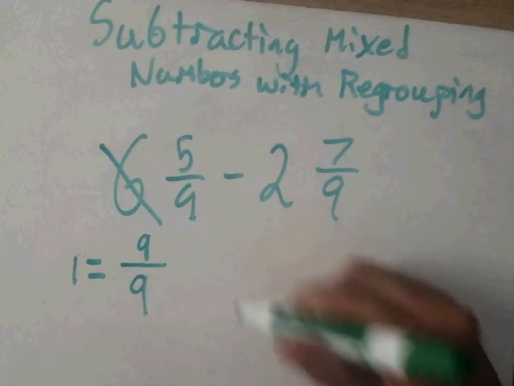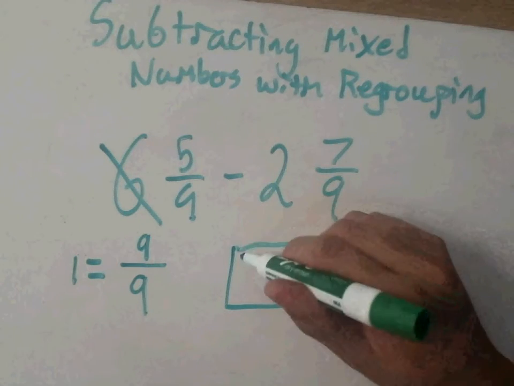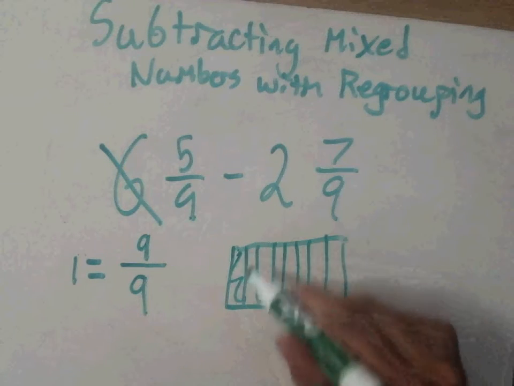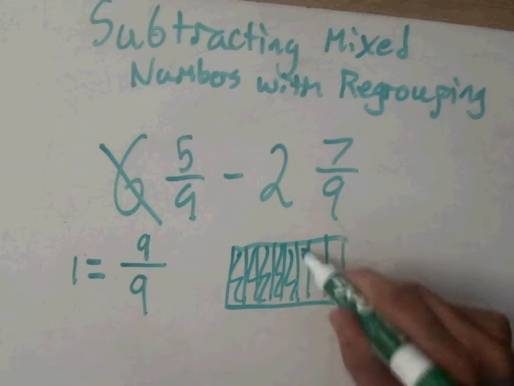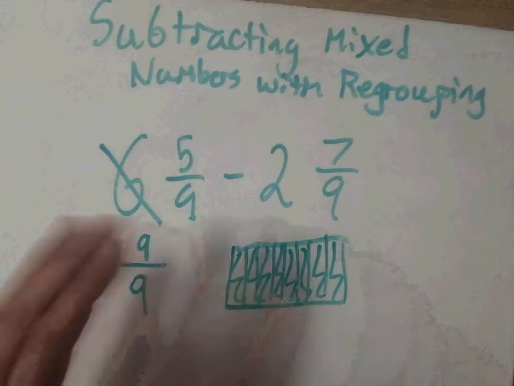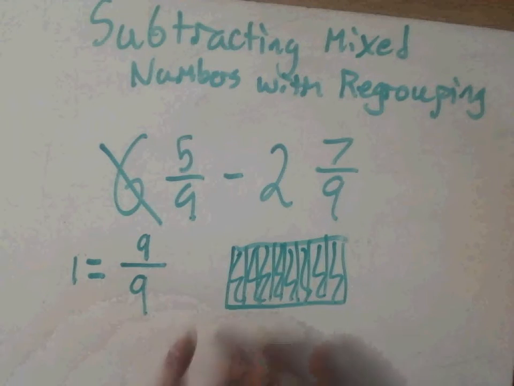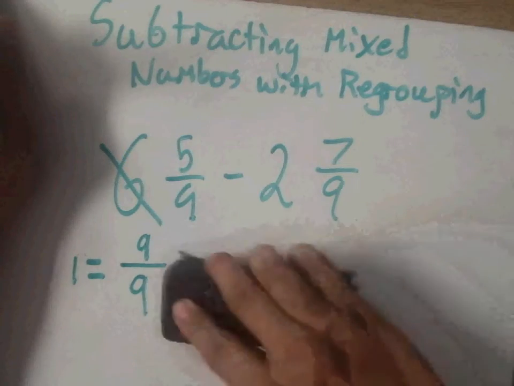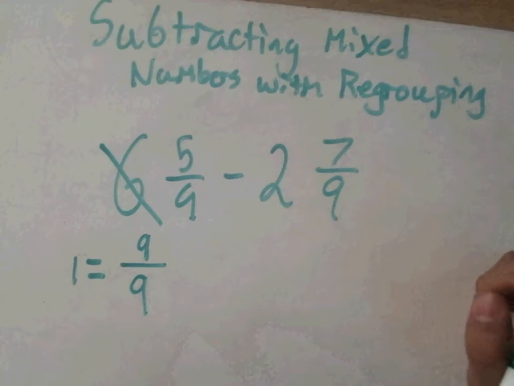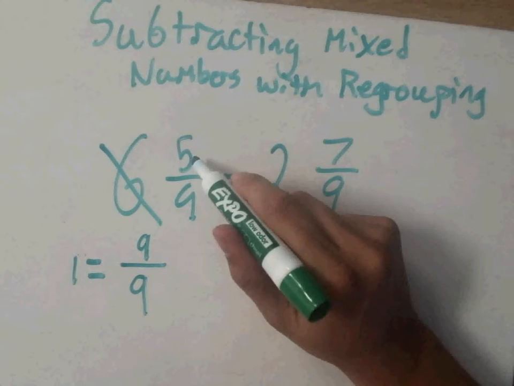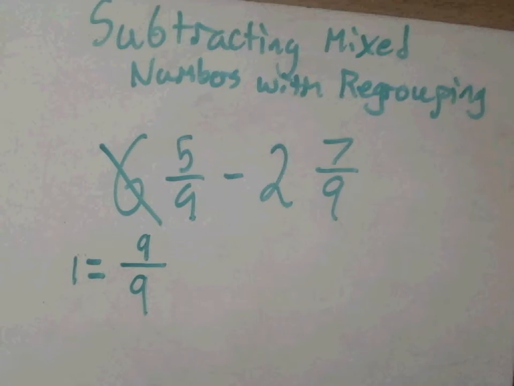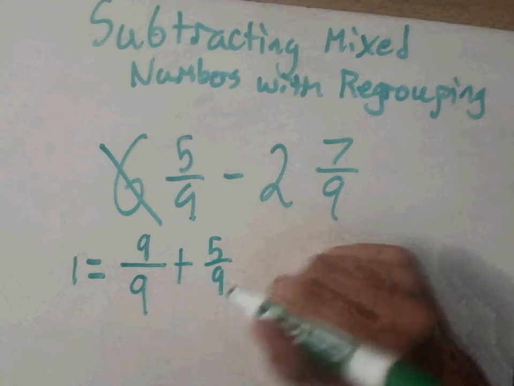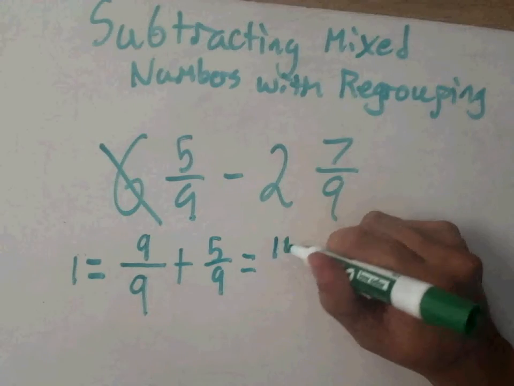If you're visual like me, you can think about it as 9 sections shaded in, right? You would have 9 over 9. That would equal one whole in the visual. So what we are going to do with this 9 over 9 is, since this numerator is too small, we want to make it larger. So we are going to add that 9 ninths to that 5 ninths and get 14 ninths.